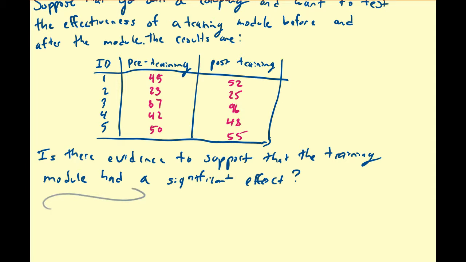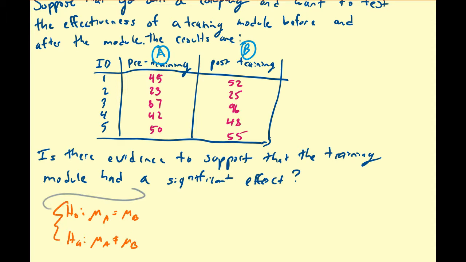So I'm going to label the pre-training as set A and the post-training as set B. So A and B correspond to populations, and 1 through 5 correspond to samples from these populations. So pretty much one null hypothesis that you could say is that mu A is equal to mu B, with a two-sided complementary alternative of mu A does not equal mu B.